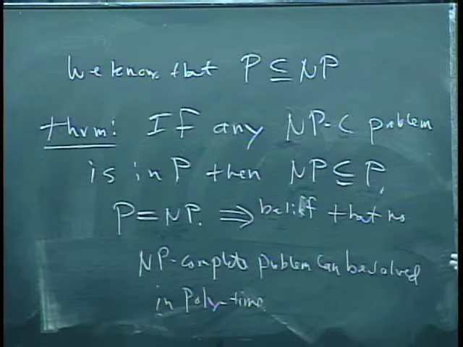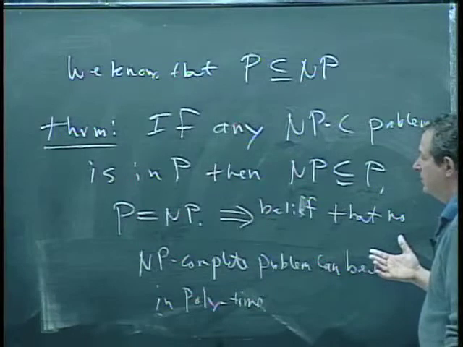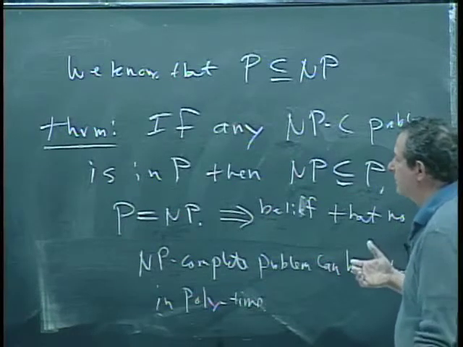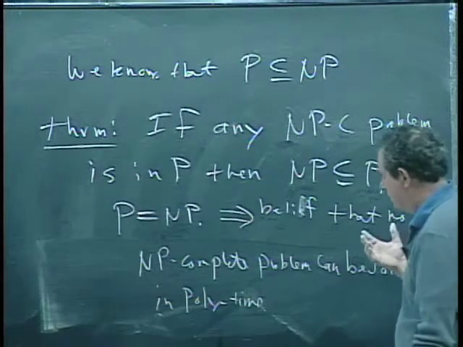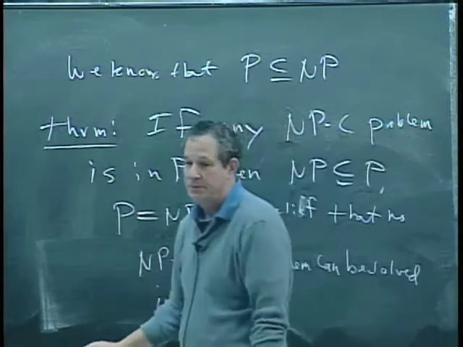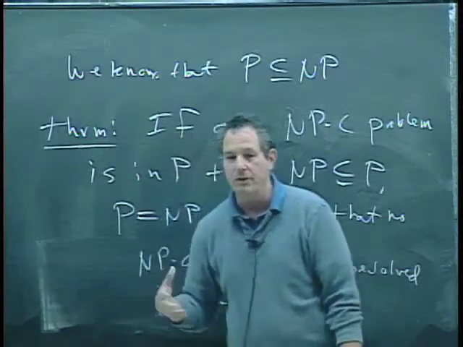And the second piece of evidence is that a massive amount of effort has gone into coming up with polynomial time algorithms for problems that are NP-complete, and everybody has failed. But it's even stronger than that, okay?